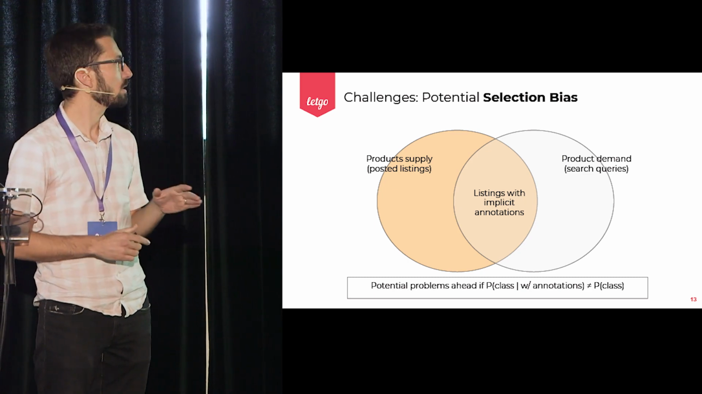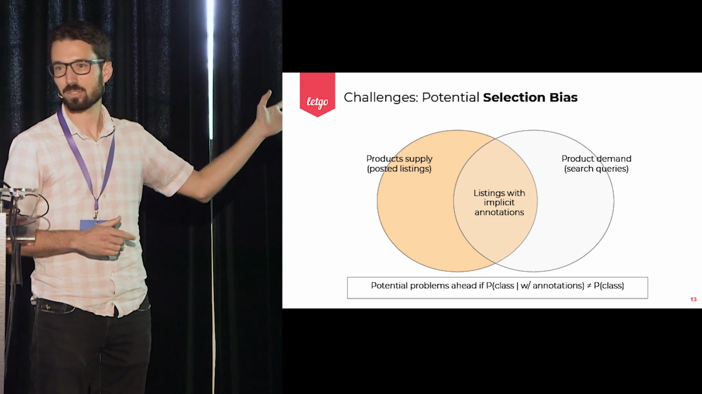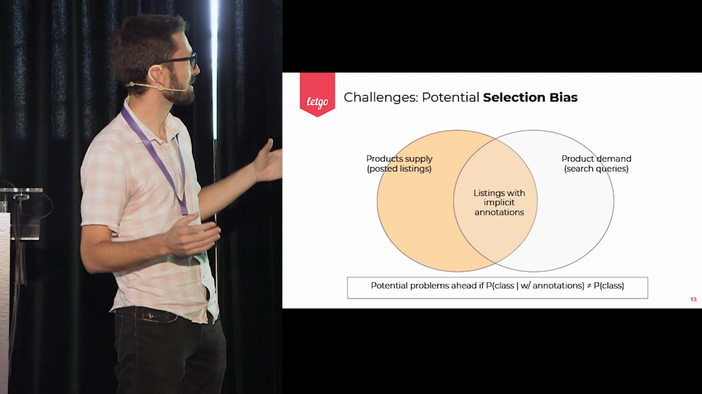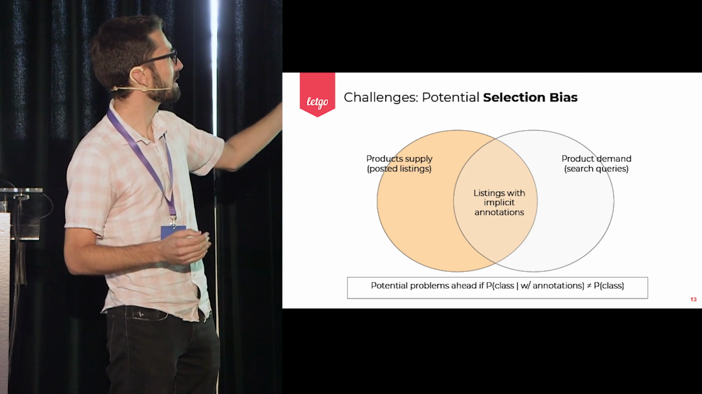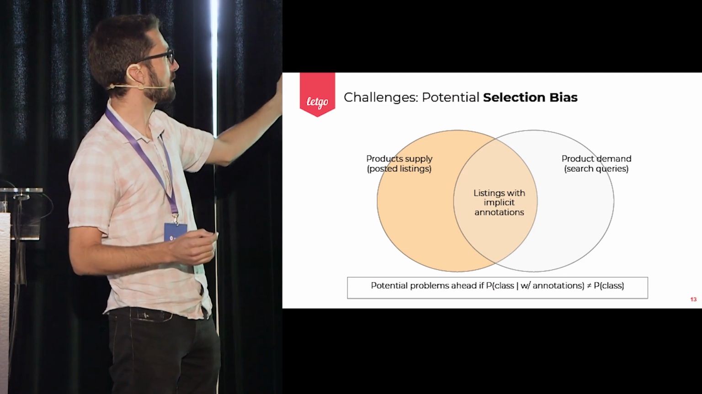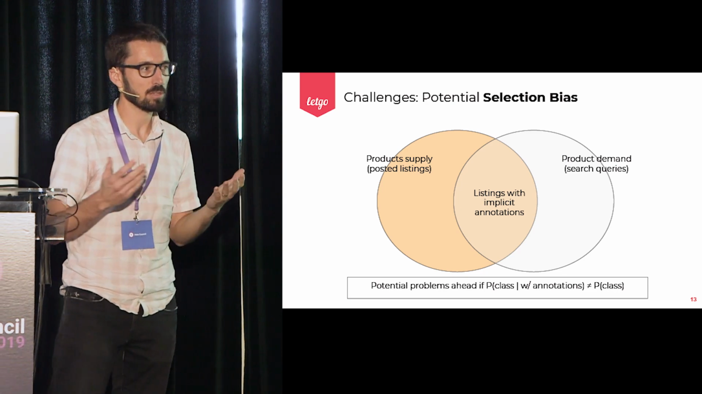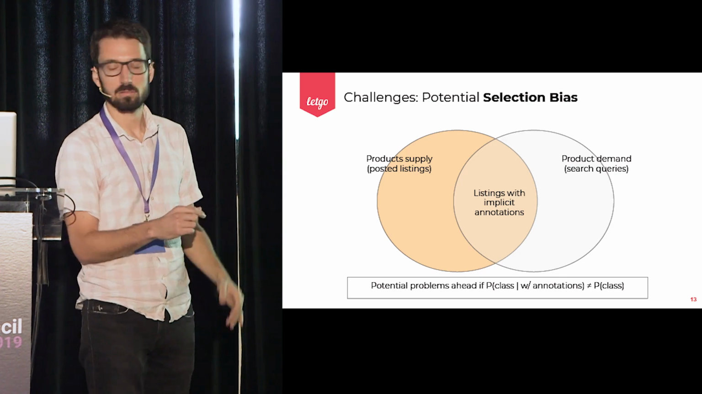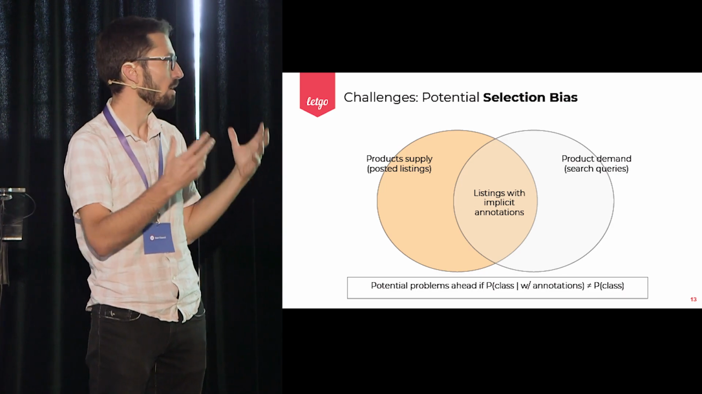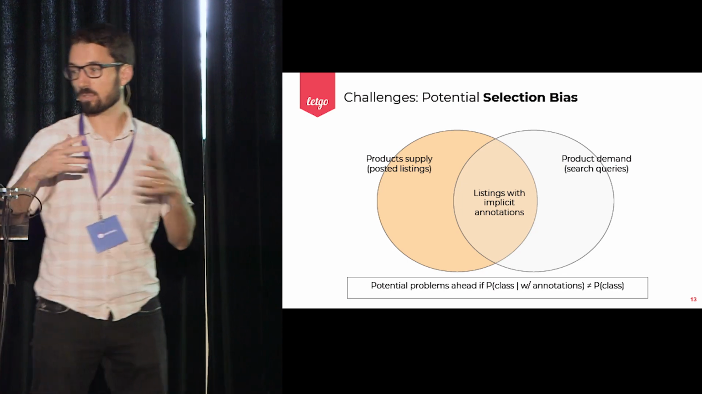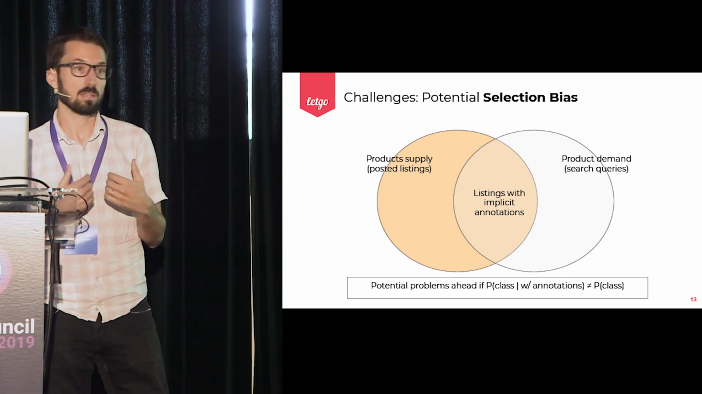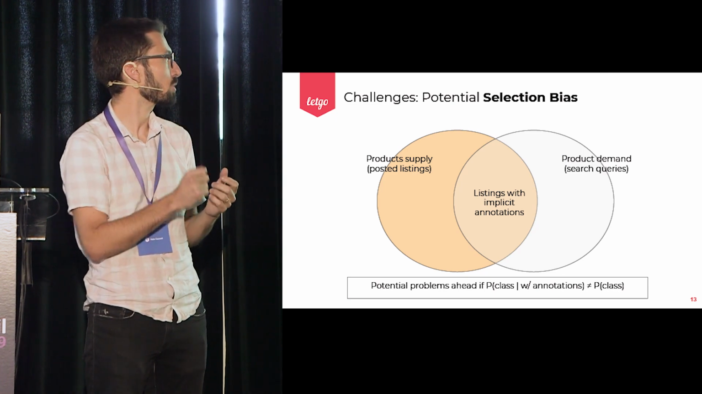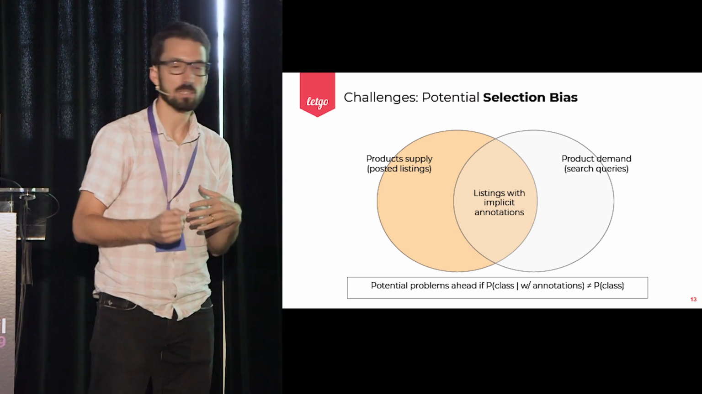What does this mean? Every slide deck needs to have a Venn diagram at least to look smart, I guess. So here's my Venn diagram. This is the set of posted listings, what we call the product supply. This is the set of demand that we call search queries. And the intersection of those two sets are the listings that have implicit annotations. So the ones that I got tagged with some search query after the users interacted with that listing.